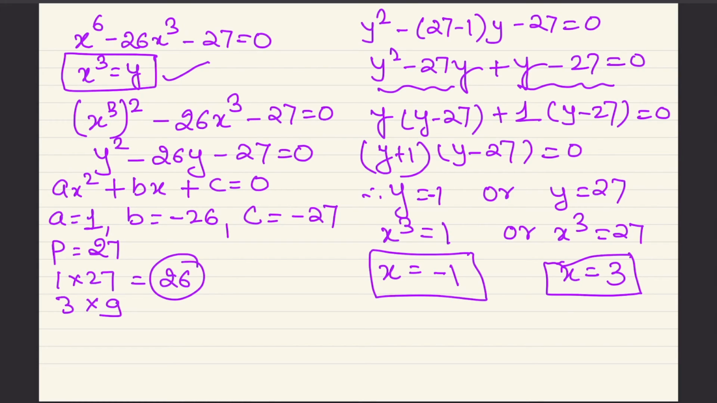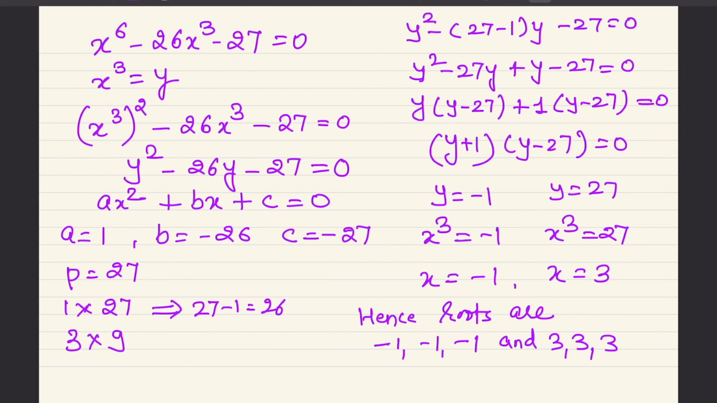So this type of equation we have solved by substituting x cube equal to y. Thus this is a sixth order equation, hence it will have 6 roots. Here 3 roots will be minus 1, minus 1, minus 1, and the next 3 roots will be 3, 3 and 3.